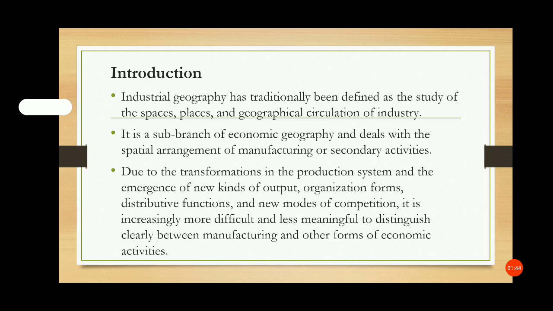For example, agriculture geography, then trade and transport geography, then industrial geography. These are three important branches. It means that industrial geography is the sub branch of economic geography and deals with the spatial arrangement of manufacturing and secondary activities. Industries come under the secondary activities because it is the manufacturing sector.